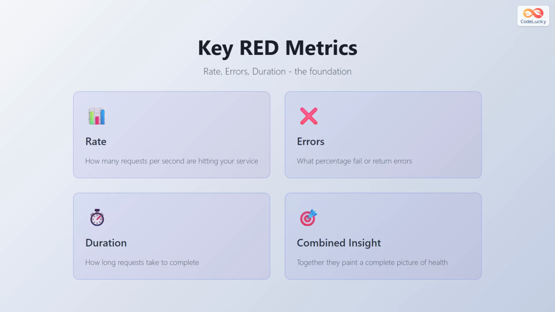If rate goes up but errors stay the same, that's usually fine. But if rate stays normal and errors spike, that's a real problem. If duration increases, your service is getting slower, which impacts users even if errors aren't increasing.